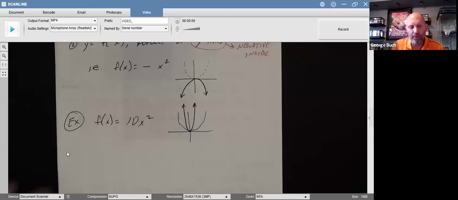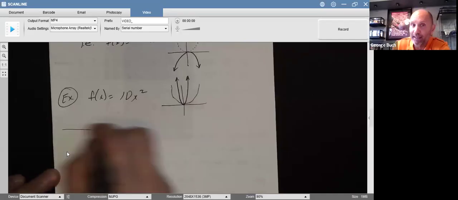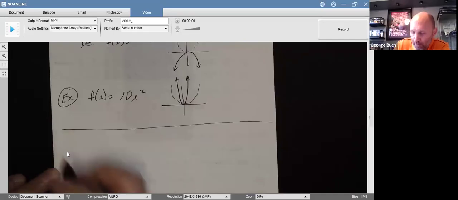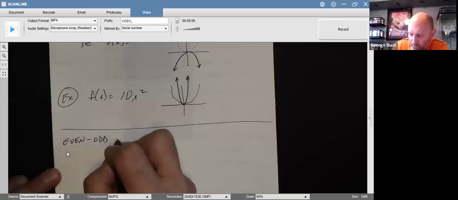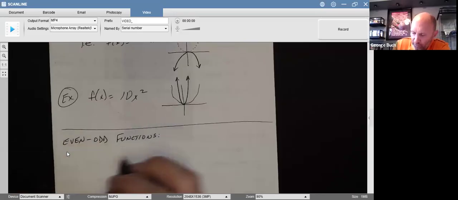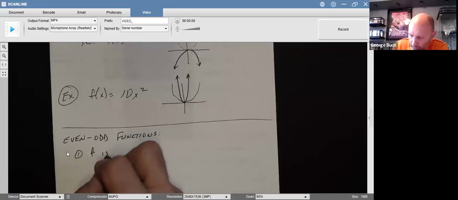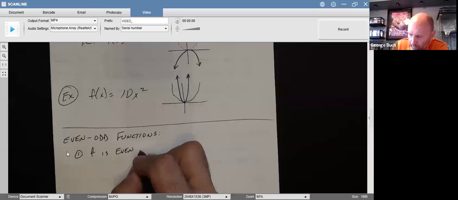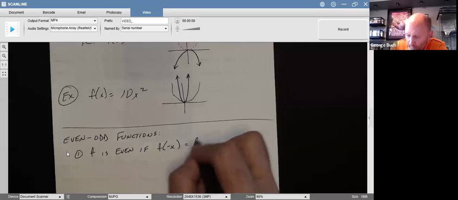And then one last thing in terms of this section, which is not really about transformations so much, but it is an important topic, and again, especially for Precalculus 2, is our idea of what we call even or odd functions. And it just says the following. The function f is even if f of minus x is equal to f of x.